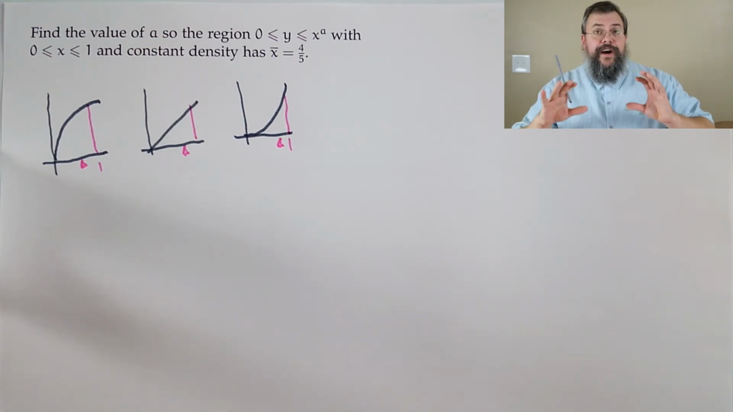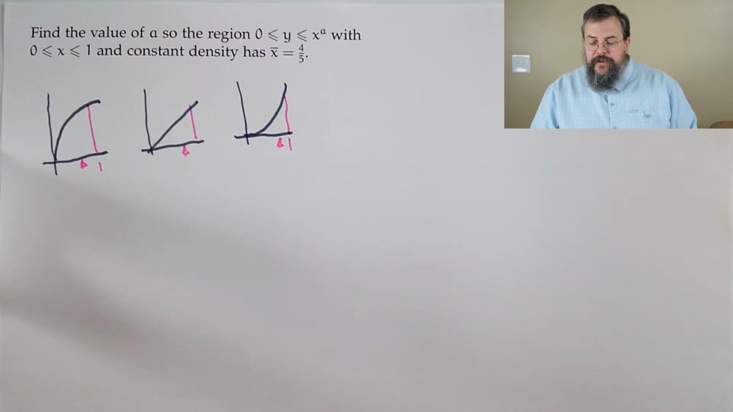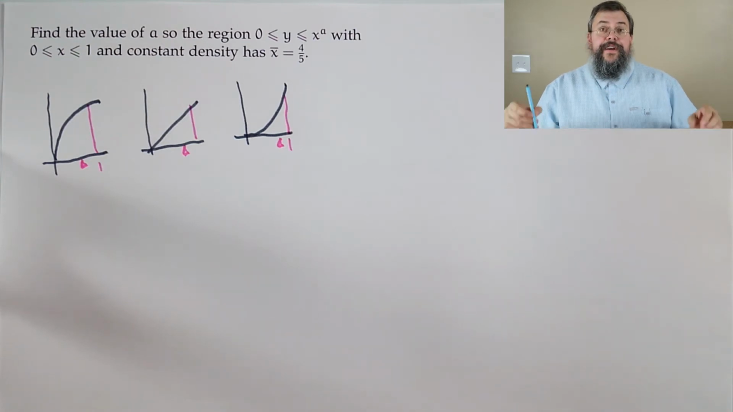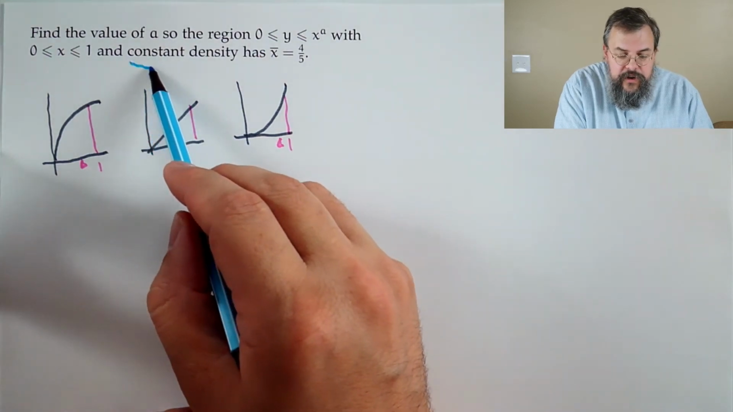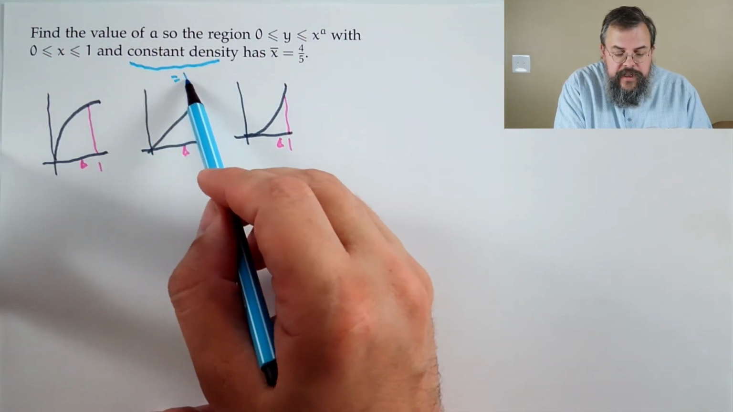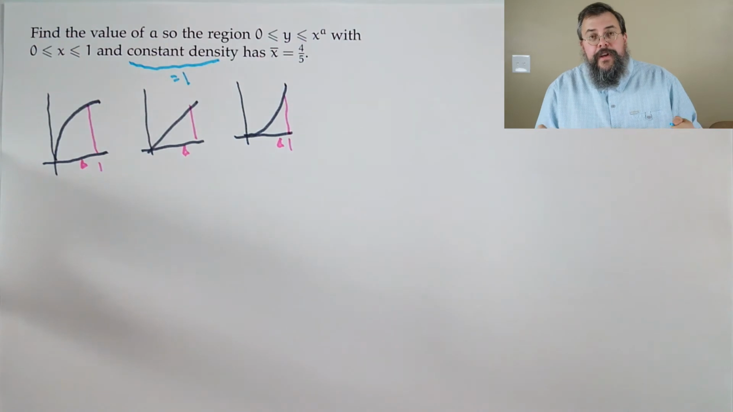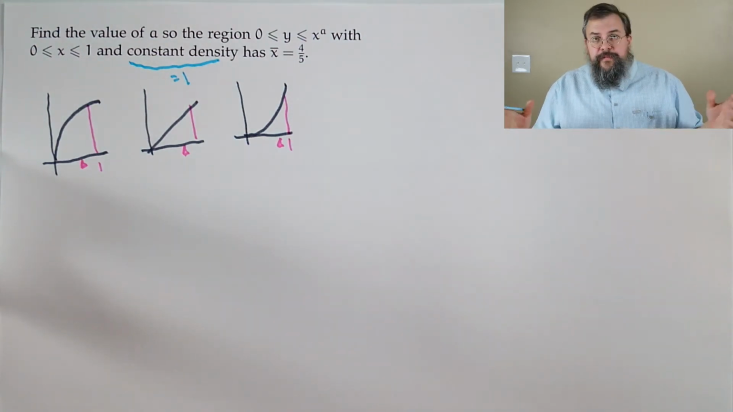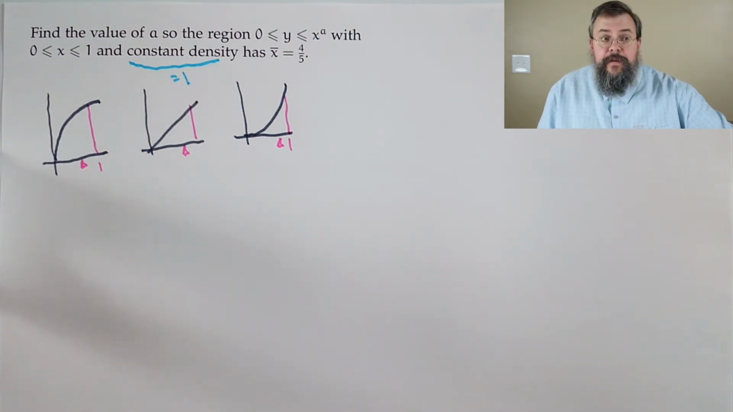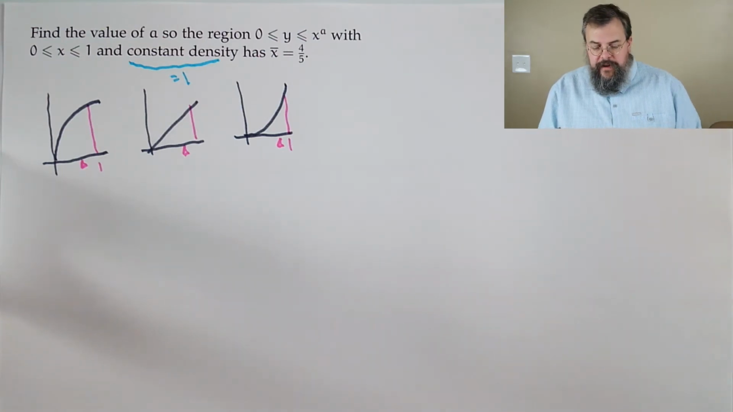Now we see the words constant density. And if you ever see something that says constant density, you should say to yourself, hey, that's just shorthand for saying constant density means density 1. Now, it might not truly be 1, but when it comes to center of mass, you might as well assume that it's 1 because it doesn't make a difference. That's the nice thing about constant density.